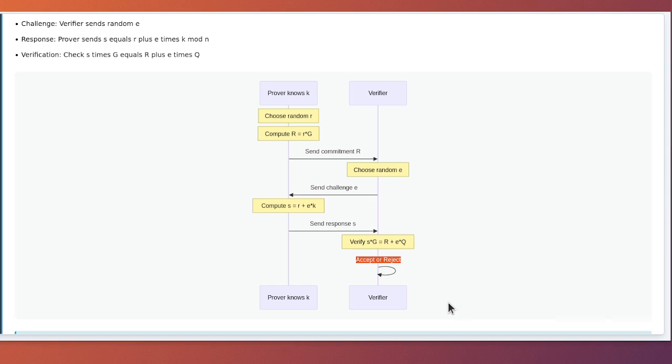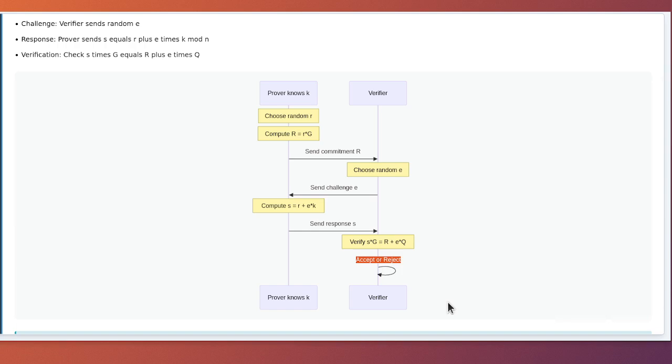The protocol also satisfies soundness. If a prover doesn't know K, they cannot predict the verifier's challenge E. To cheat, they would need to either predict E before committing to R, or they would need to solve for K given the verification equation. But predicting E is impossible if it's chosen randomly, and solving for K would require breaking the discrete logarithm problem.